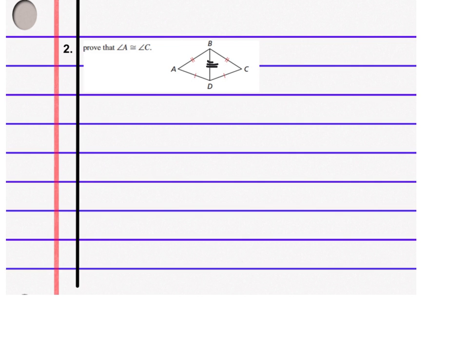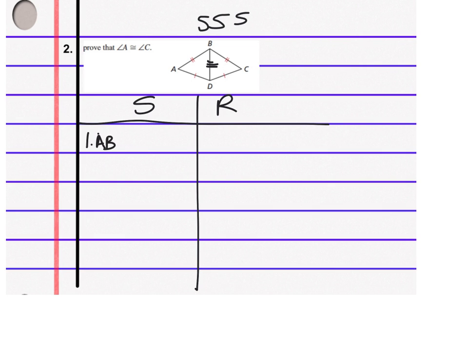So to me, it looks like what theorem can we use to prove? Which of those 5 shortcuts? I'm seeing side, side, side. So let's start by writing our proof with side, side, side. So I'm going to start with AB is congruent to CB. That was given on our diagram. It was marked for us.